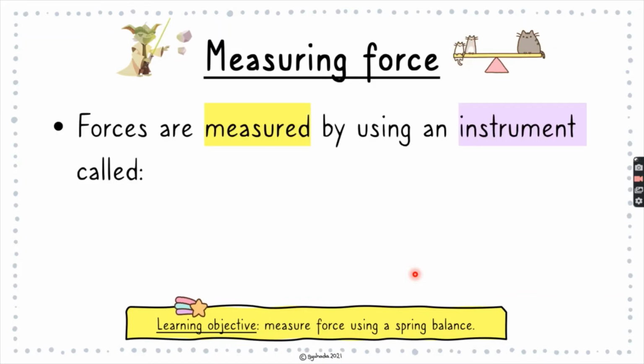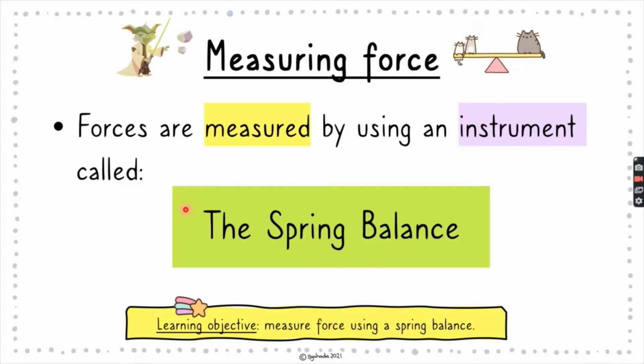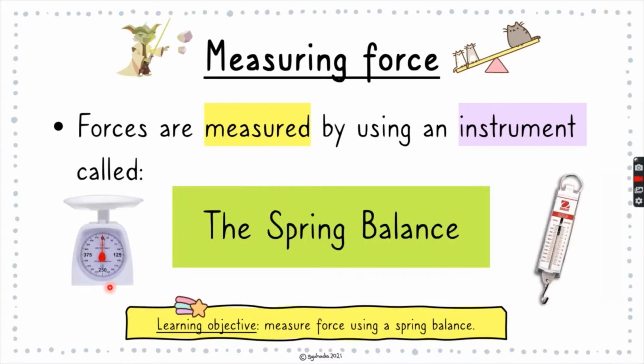So how do we measure forces? Forces can be measured by an instrument called the spring balance, and they usually can look something similar to this or something like this. This is the more traditional spring balance where there's literally a spring there. There's also a spring here. This one is similar to a weighing scale that you have, and I have a feeling this is also called a compression balance, but let me just check the book really quickly.